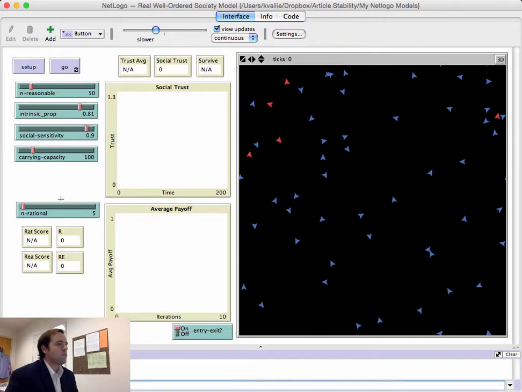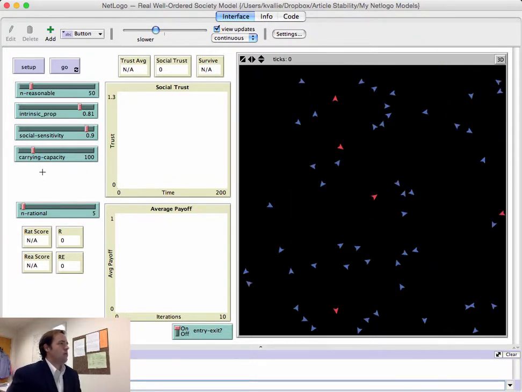Okay, so one of the things that you'll want to pay attention to now is that you're going to look not just at the rational score and the reasonable score, because that's going to tell you when an agent of either type is going to start entering the system, but we're going to start tracking the number of rational agents and the number of reasonable agents in the system.